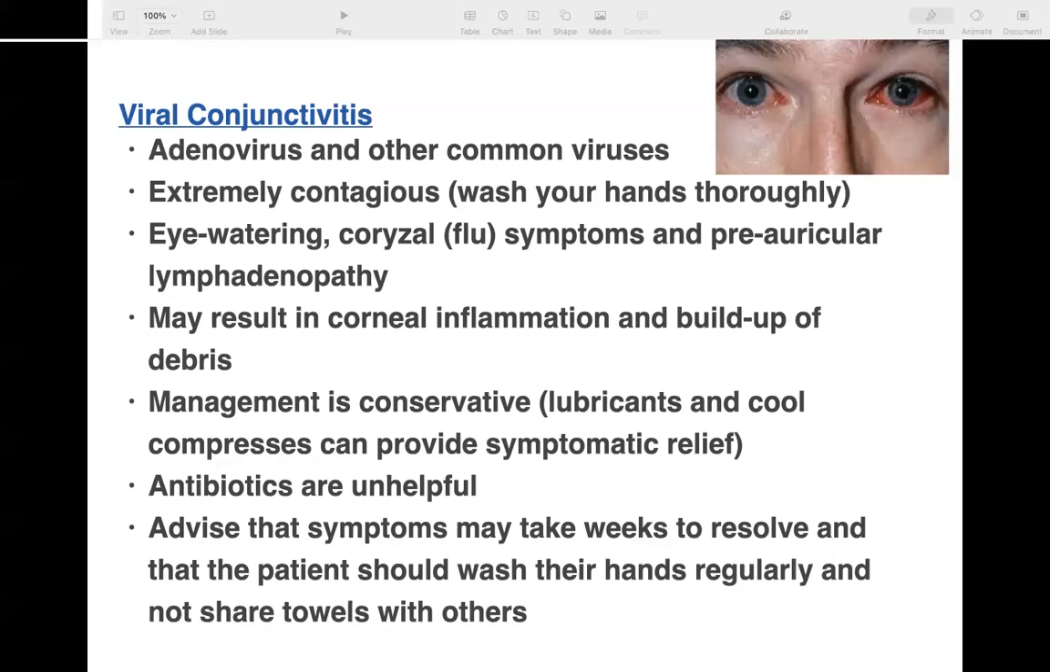Advise patients that these symptoms may take days to weeks to resolve spontaneously, and the patient should wash their hands regularly and not share towels with others or the other staff. The hygienic protocols should be followed during these infections.